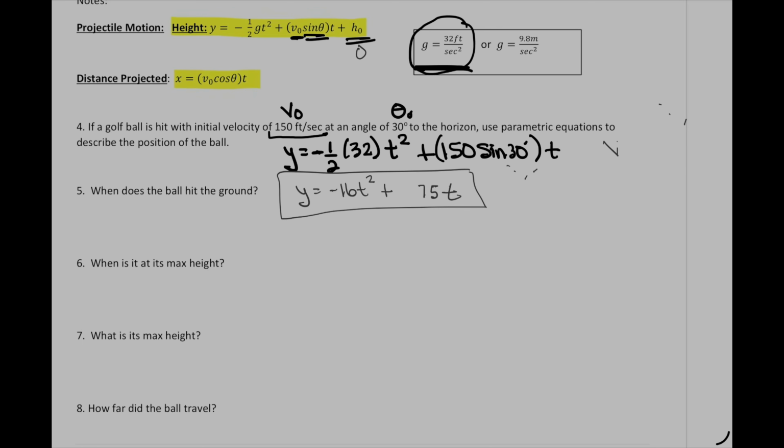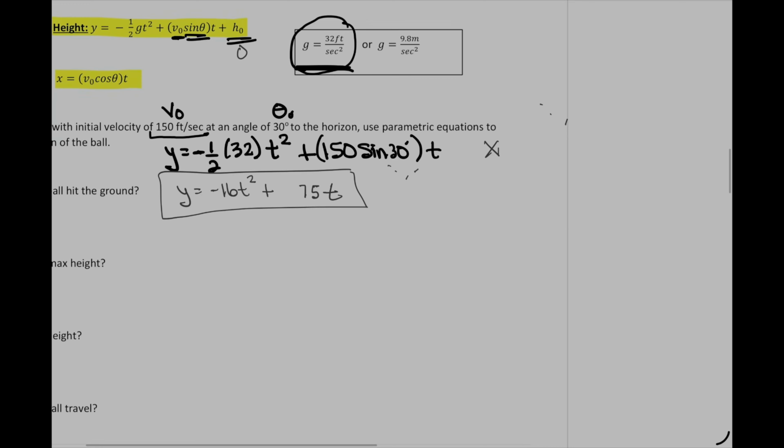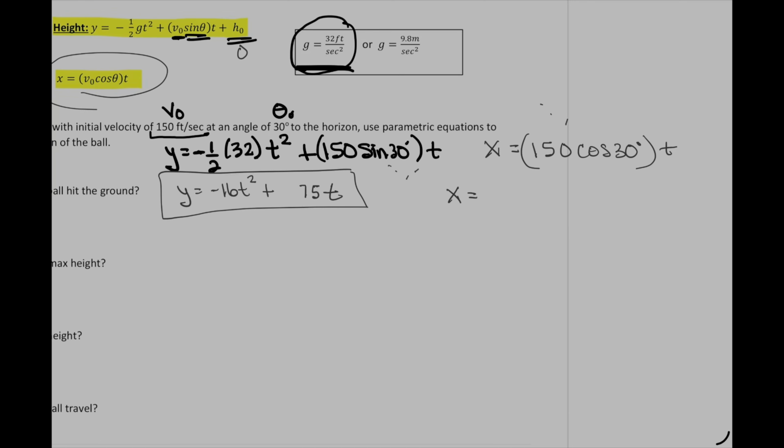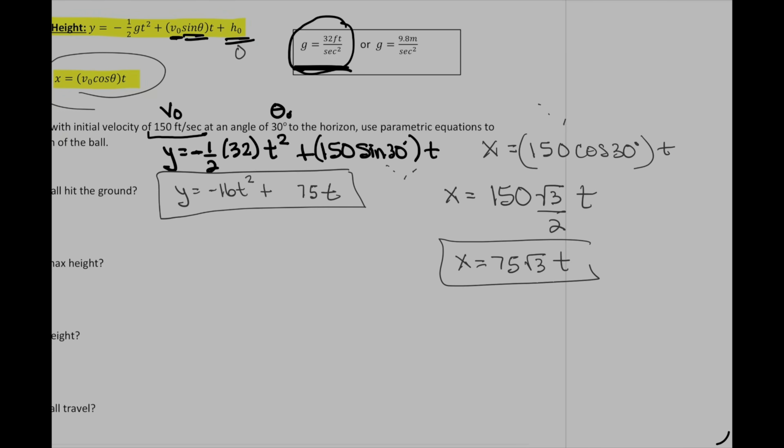I need one that describes the x, which is the horizontal distance. v sub 0, which is 150, I'm using this equation now, which is 150 feet per second, times the cosine of 30 degrees, and the variable behind that is just a t. So my x is going to equal 150 times cosine of 30, which is root 3 over 2 t. So this is the answer to number 4.